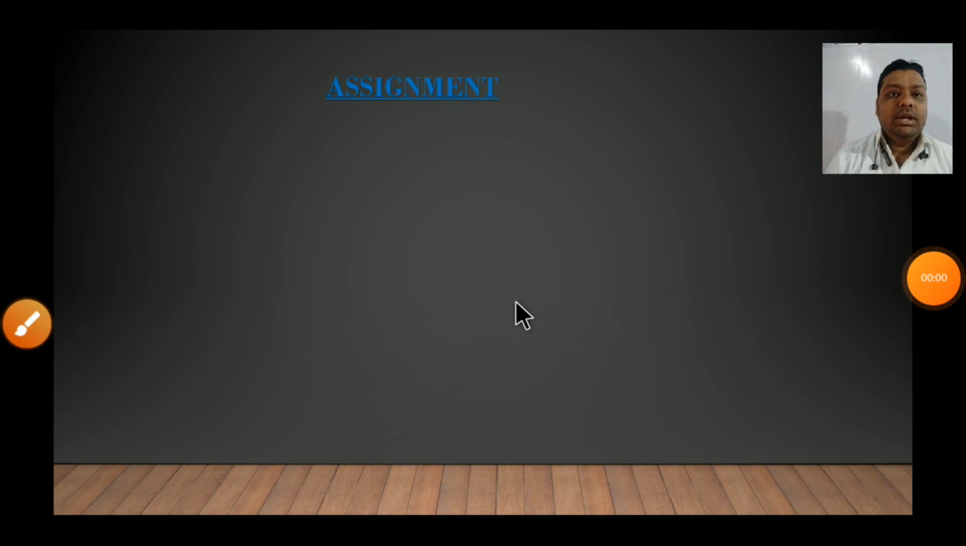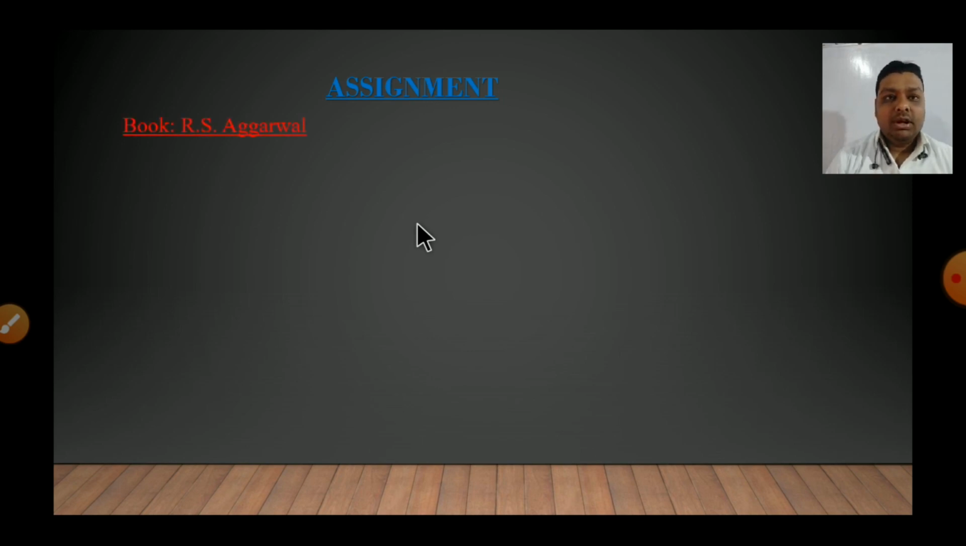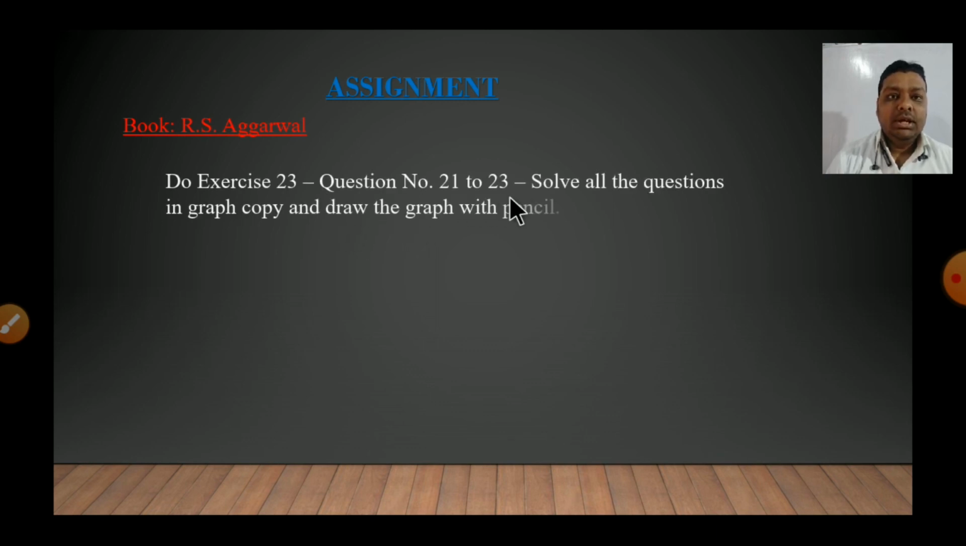Now students, you have to do some assignment work at home, dear, because I have elaborated how to draw the graph and how to find the values of some questions by using the graph. So in your R.S. Agarwal book you have to do exercise 23, questions 21 to 23, and you have to solve all the questions in the graph copy only, dear, and with pencil. It means you have to draw the graph with pencil and answer the questions on the back side of the graph copy, that is on the ruled paper, with pen. Okay dear, so thank you.